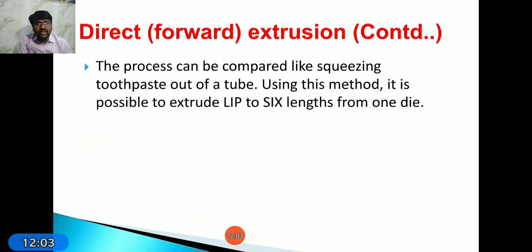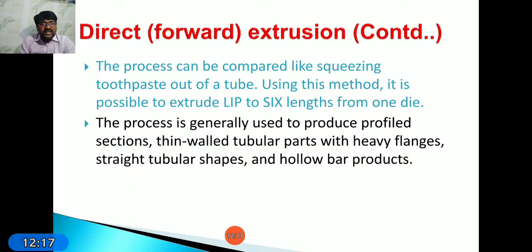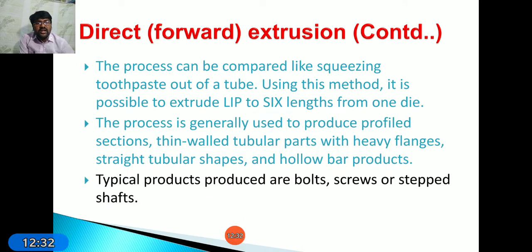due to the uniform force applied on the material. The process can be compared to squeezing toothpaste out of a tube. Using this method, it is possible to extrude up to 6 lengths from one die. The process is generally used to produce profile sections, thin walled tubular parts with heavy flanges, straight tubular shapes and hollow shapes. By using this direct extrusion process, we can make products like these. Typical products produced are bolts, screws, or stepped shafts.